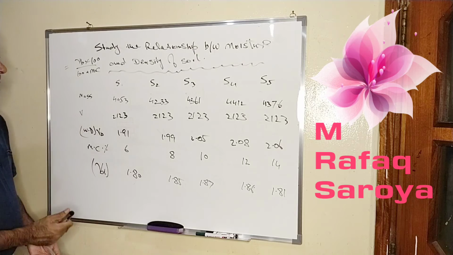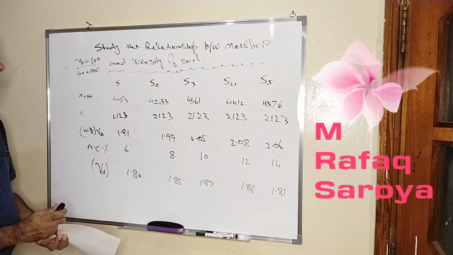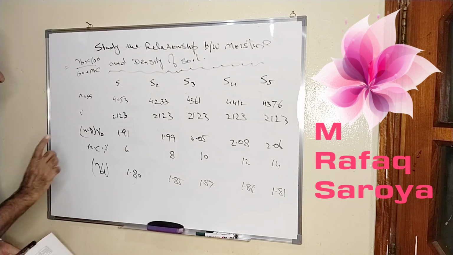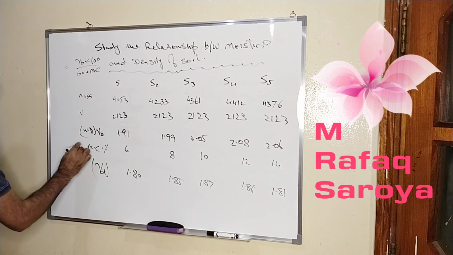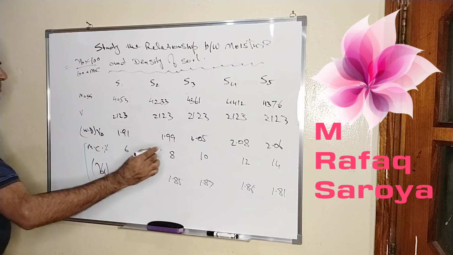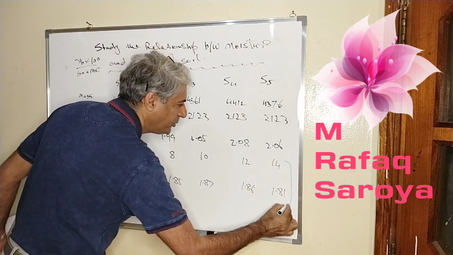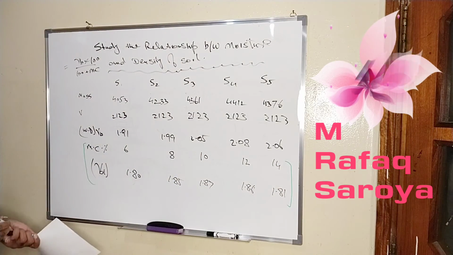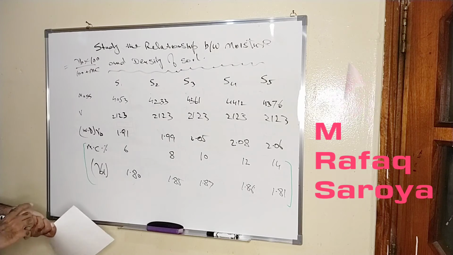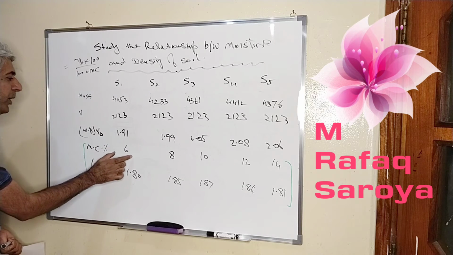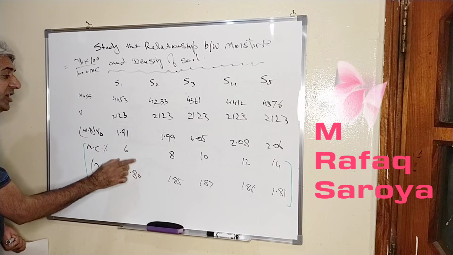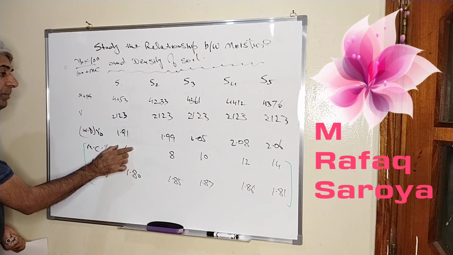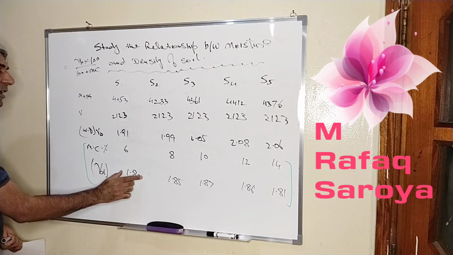Now you see, all the data we have collected over here. This data is very important because it is being used in order to develop the curve known as the moisture density curve. This moisture content we are changing. Due to this change, this density will go on changing. So that is why it is the independent quantity and this is the dependent quantity.